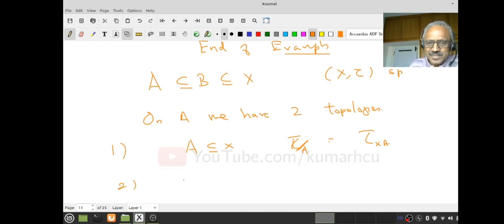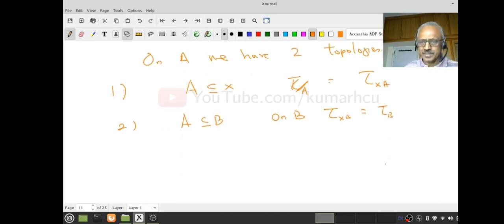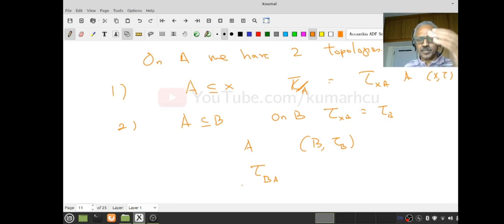The second topology is this: A is a subset of B, therefore on B I have the topology tau XB, or tau B, the subspace topology. Therefore A is a subset of the topological space B, tau B. Here I consider A as a subset of the topological space X, tau. You understand? Therefore I have a topology on A which is called tau B. The topology on B, namely tau B, restricted to A, induces a topology on A.